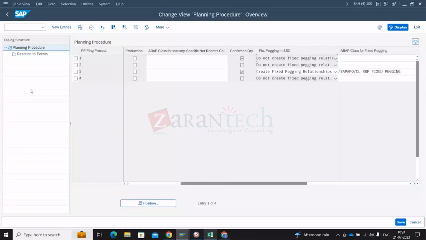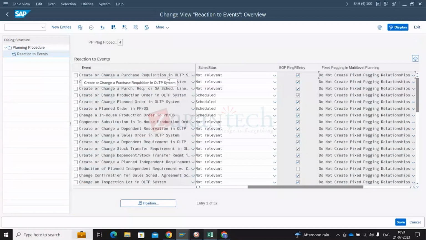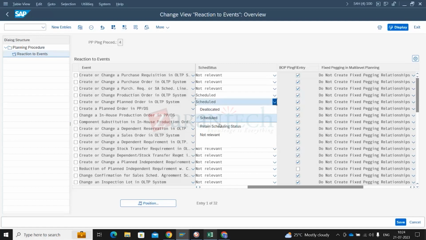For example, we are using 4, which has reaction to events. There are multiple events. When a purchase requisition is created in the OLTP system, the execution system, your ECC or S4 system, it is not relevant. But when a planned order is created in PPDS, it would automatically get scheduled. When a planned order is changed within the OLTP system, it should automatically get scheduled. So the backend scheduling plays a role. You could also say to do a scheduling, or you deallocated that planned order. We'll see what these terminologies mean.